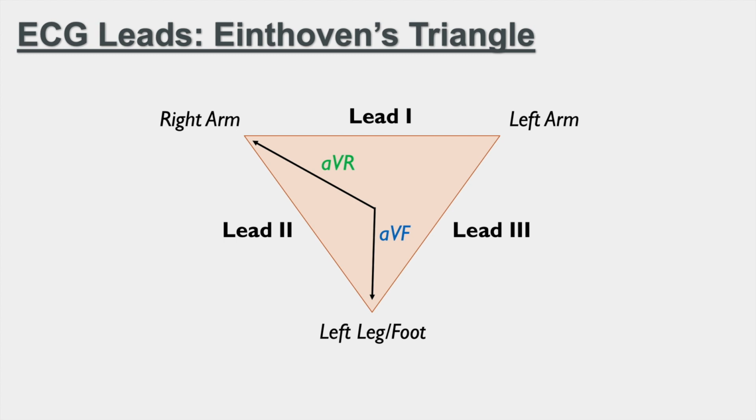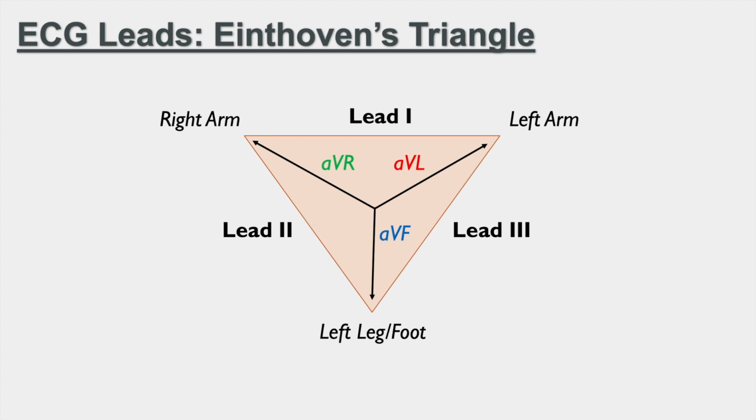AVR is another one, and this one you can remember by AVR for right arm. So this lead has a positive, it points toward the positive lead in the right arm. And AVL, L for left arm, is the other augmented lead, and this has a positive pointing toward the left arm. So it's all about negatives and positives with these leads.